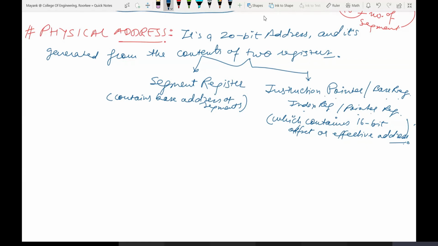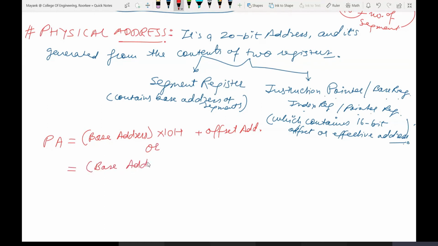All right, and there is a formula. So let's note down the formula for physical address. I write it like PA. PA stands for physical address. So the formula is base address multiplied by 10H, this is in hexa, plus offset address. There is one more formula for the same, which is almost same, with only one difference: base address multiplied by 10H plus effective address. So this is the formula for physical address. You can simply use the formula and calculate what will be the physical address. The biggest part is the physical address is a 20-bit address. It is the address of the full scale memory.